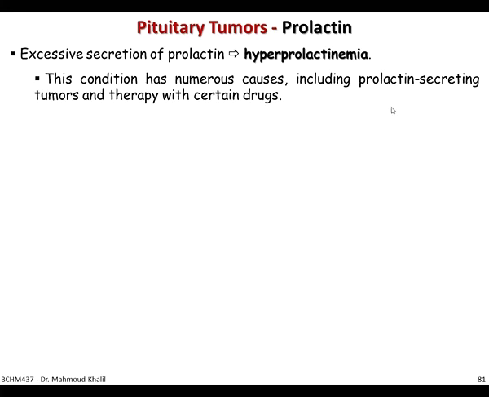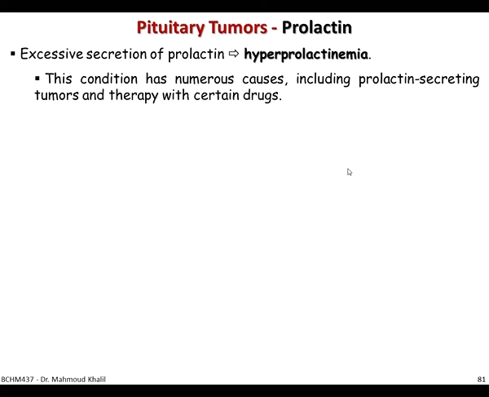So let's talk about an example of a pituitary tumor and how it affected the secretion of prolactin. The excessive secretion of prolactin is called hyperprolactinemia. This condition has numerous causes, as expected here, including prolactin-secreting tumors, and therapy with certain drugs.